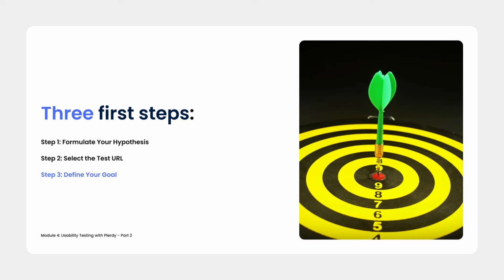Step 3. Define your goal. Decide on your target page or a specific site event that the change will affect. For example, this could be a thank you page or a button click.